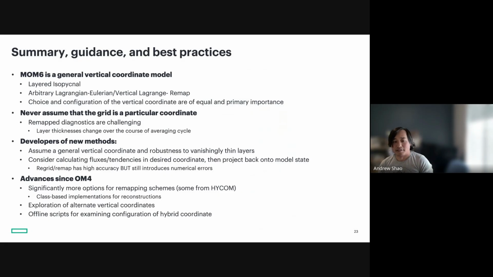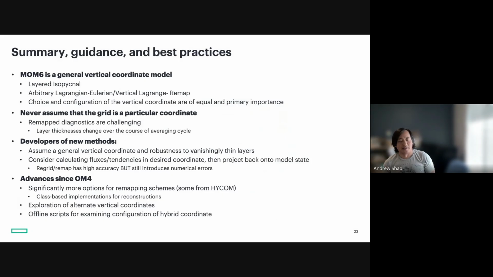There's been a number of advances since OM4. There's a lot more options for remapping schemes. A lot of that was motivated by trying to take some ideas, learnings and comparisons from HYCOM. Alistair did a huge refactor of the reconstruction code itself, so it's actually a little bit easier to read. It's a bit more object oriented. There's been some exploration of alternate vertical coordinates.